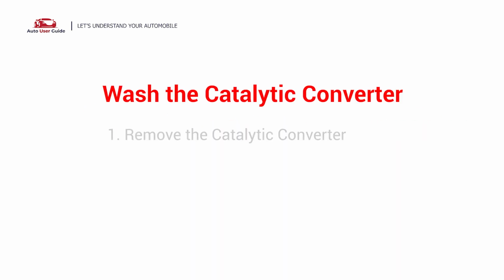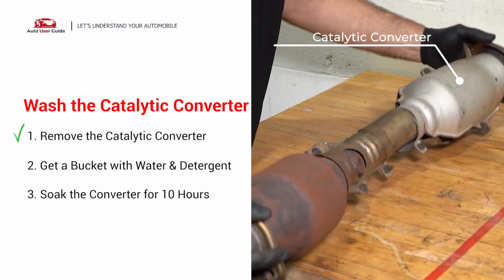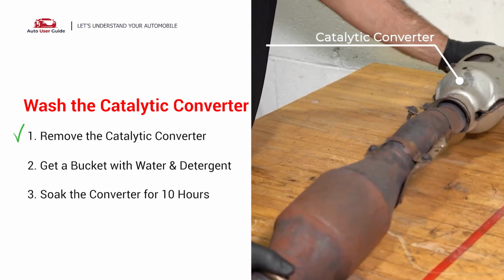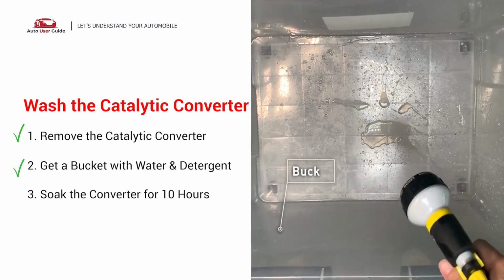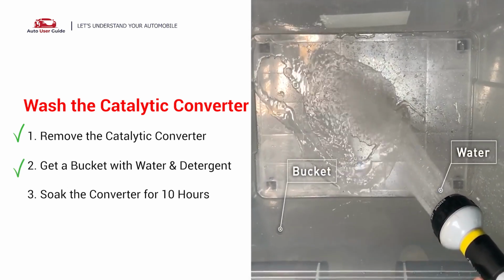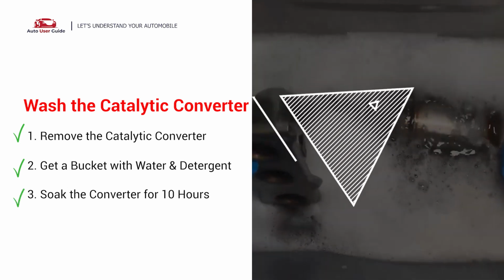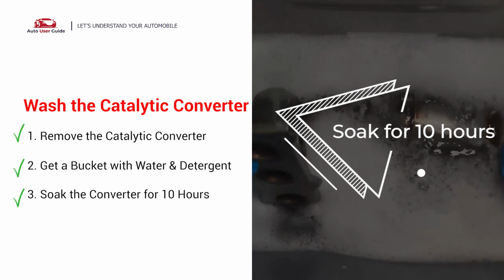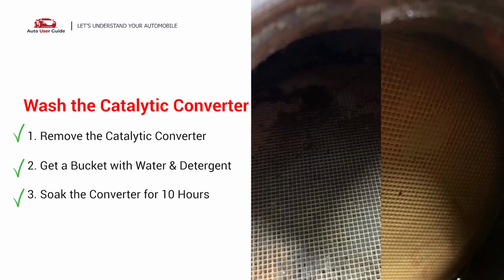This video is going to show you a practical solution to fix the error code. Now, the first thing you need to do is to remove the catalytic converter from your vehicle. Then take a bucket and put some water and detergent in it. Put the catalytic converter into the solution and soak it for 10 to 12 hours to remove all the crud inside it. Now you see it looks clear and neat.